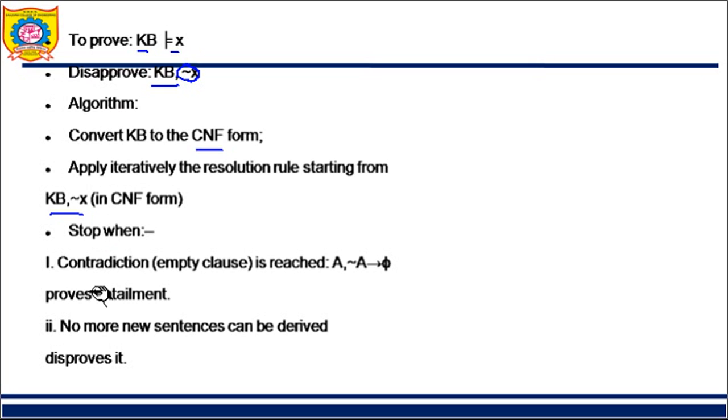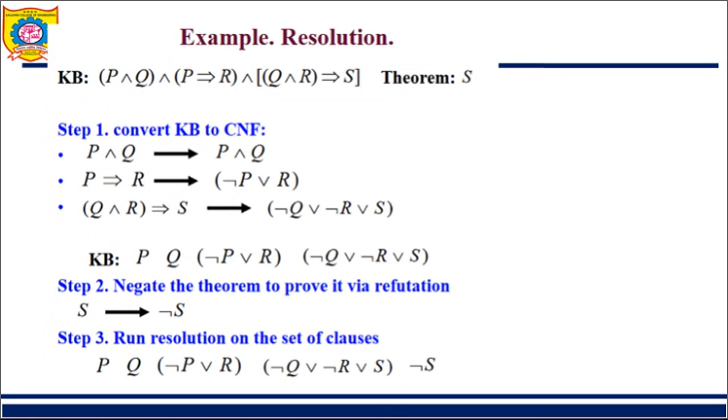And when do I have to stop? I have to stop when empty clause is reached, as we reached in our example, or no new sentences can be derived. If I get empty clause, then I can say that entailment is successful. Then I can say that knowledge base entails X. But if no new sentences can be derived and we did not reach empty clause, then I say that knowledge base does not conclude X. Okay, it is that simple. So we have one more example on it.